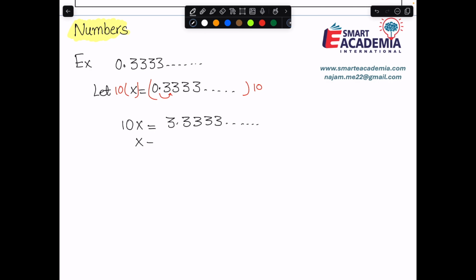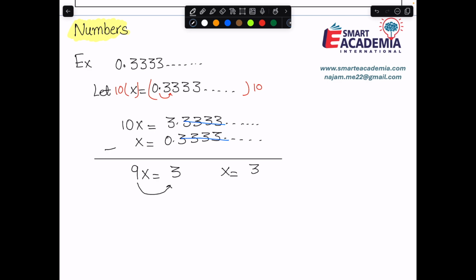Similarly, I know that my x was equal to 0.3333, and so on. If I subtract, the repeating part will cancel out, and I will be left with 9x equals 3. Simply taking this down, x equals 3 over 9, and simplifying it gives me 1 over 3. So 0.3333 and so on, I can write as 1 over 3. There's another way to write this: 0.3 bar, where the bar represents the digit that is being repeated constantly. So this is a way to write our recurring and non-terminating decimals.